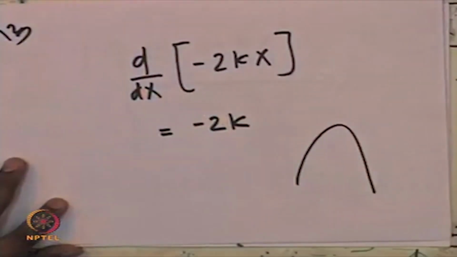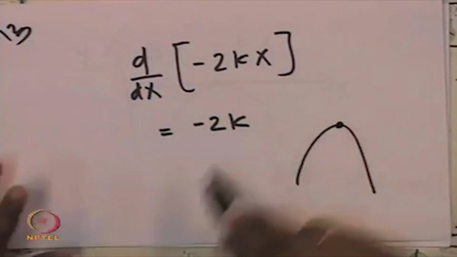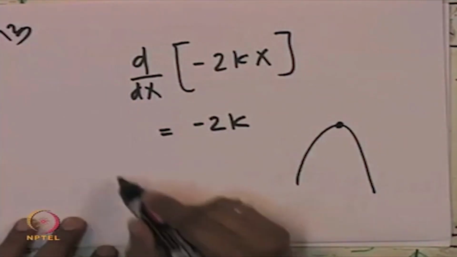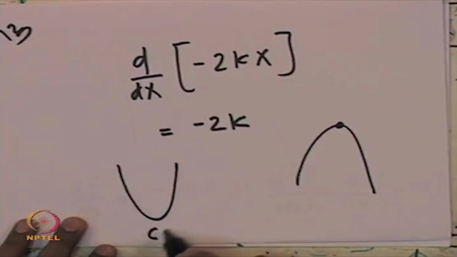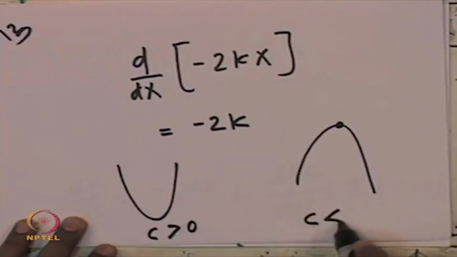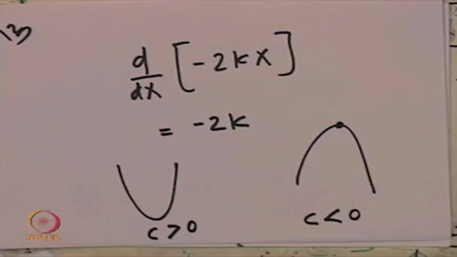So, what does it say? It says that whenever you have a curve which is inverted, which has this shape, at this maximum the second derivative has a negative value. Whenever the curve is like this, the second derivative has a positive value. So, the curvature, the second derivative, is greater than 0 for one shape, and less than 0 for the other. This is important for free energy and many other things in biology. That is why we want to discuss this in detail.